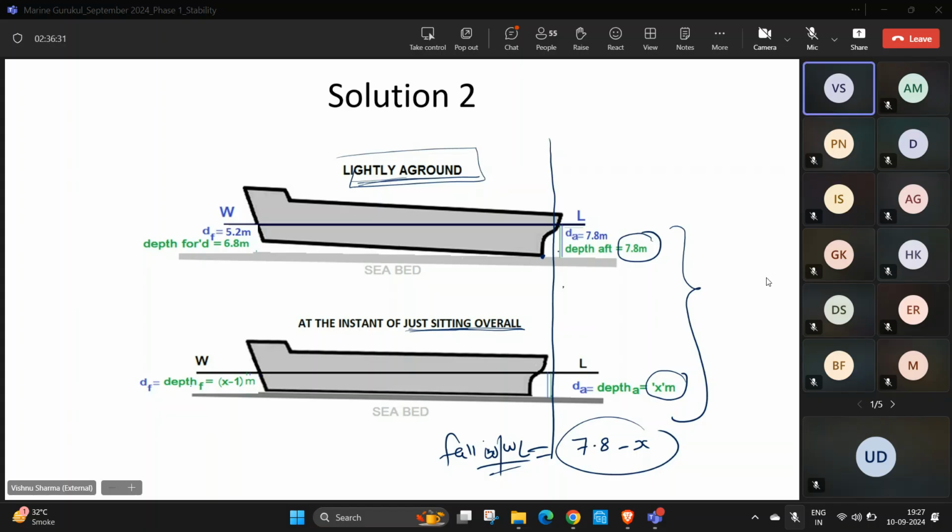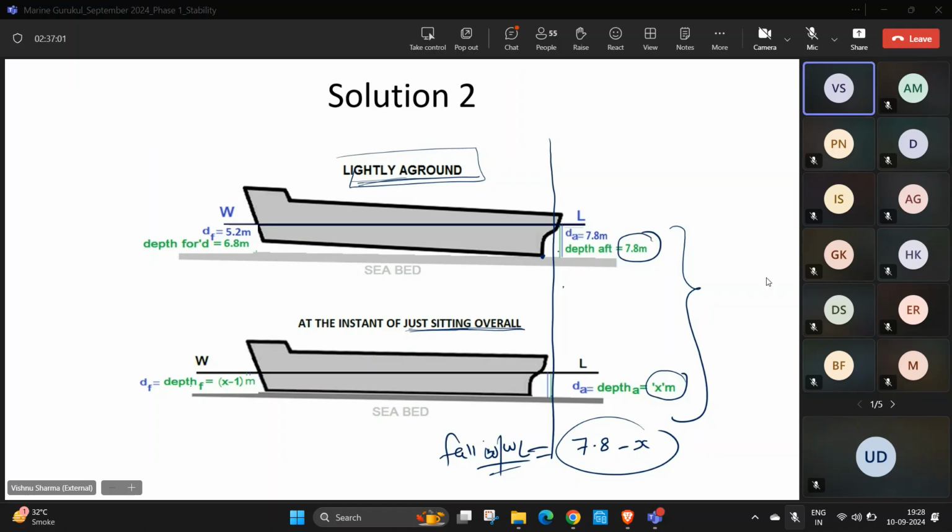So I presume everybody agrees that the fall in level will be 7.8 minus x. So if I can calculate the value of x, I'll get the answer to part 1, the fall in level required for the vessel to sit overall. Yes or no? Correct. So guys, we will cling on to the first point of contact, okay?